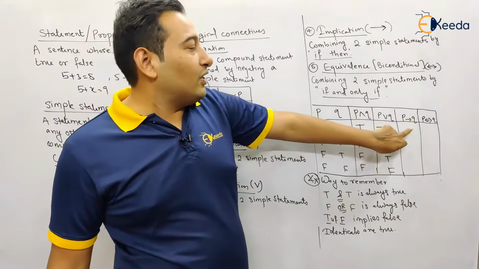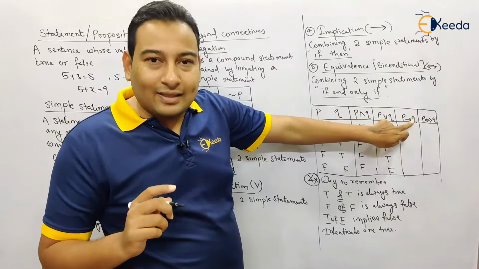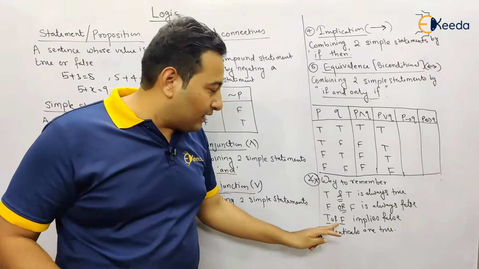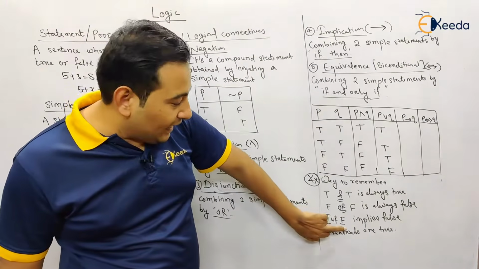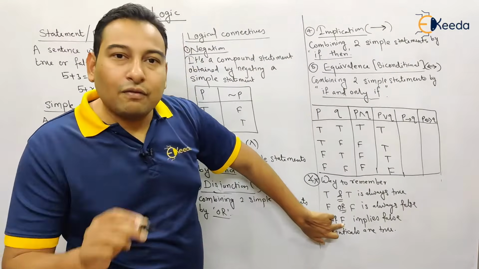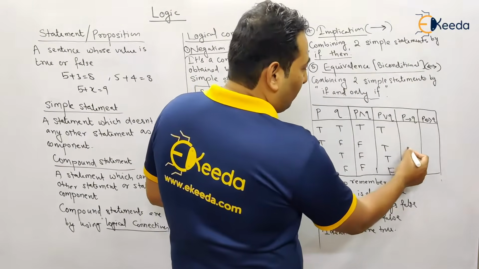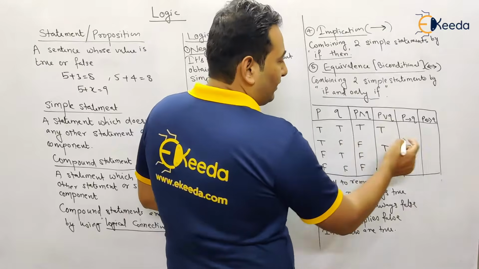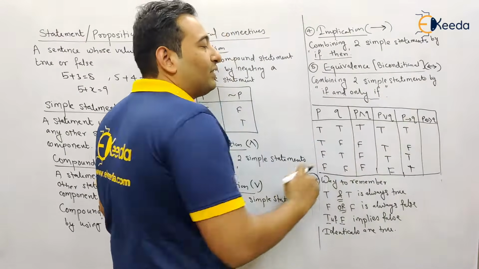Next, this is your implication. In that, true implies false. This is what implication is. True implies false, see here. That means T and F, so T and F means false, rest everything is true. So true implies false is false, rest everything is true.